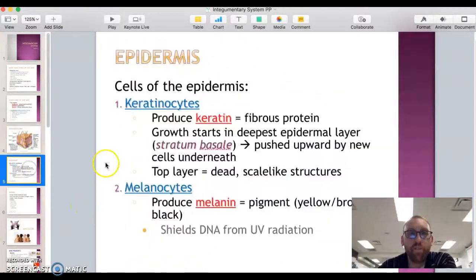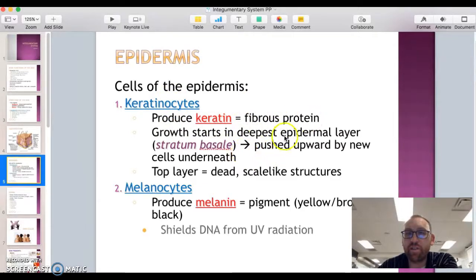Okay, so there are a couple specialized cells in the skin. There are the keratinocytes, and then your melanocytes. These are named after what they produce. So you can see keratin is produced by these. Keratin is a fibrous protein.